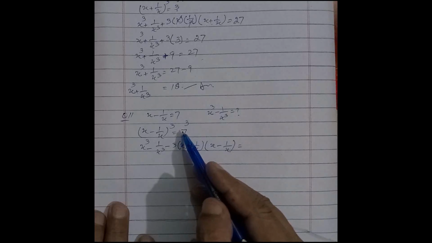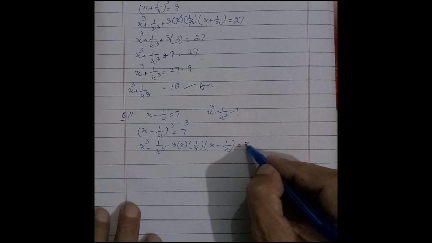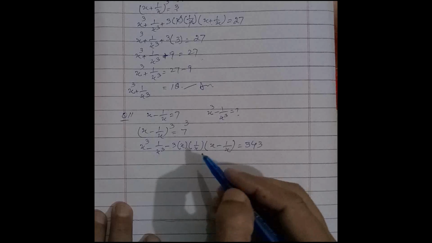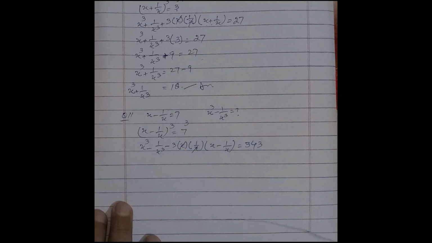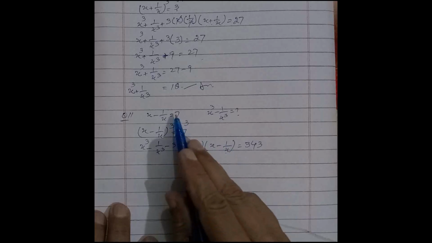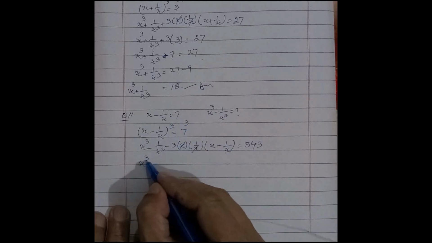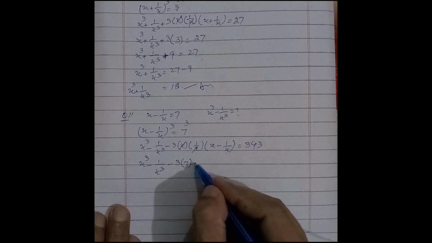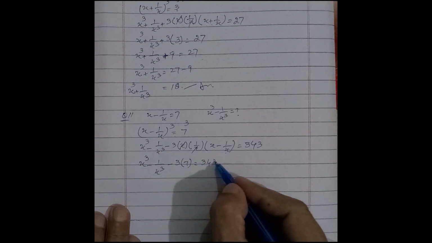That means 7 7s are 49, 49 7s are 343. Simplify it. This x cancels with x. And we put the value of x minus 1 over x, which is 7. x³ minus 1 over x³ minus 3 into 7 is equal to 343.